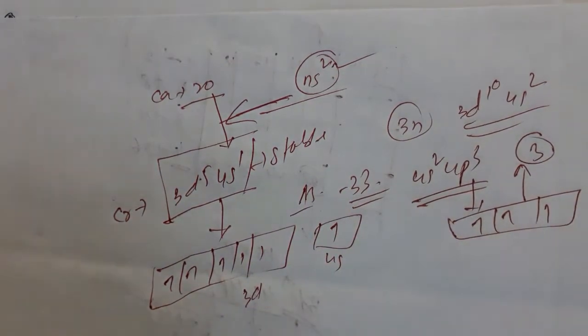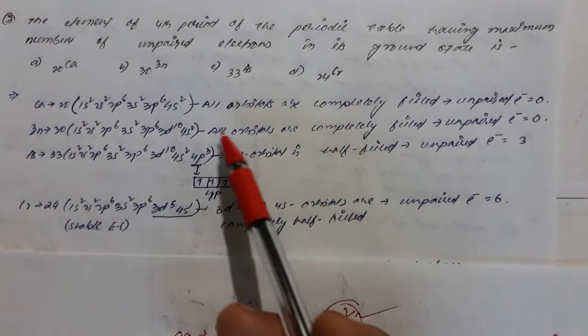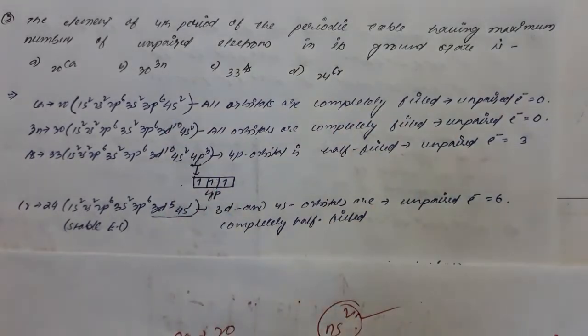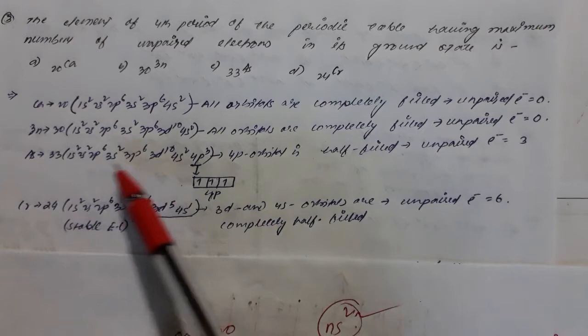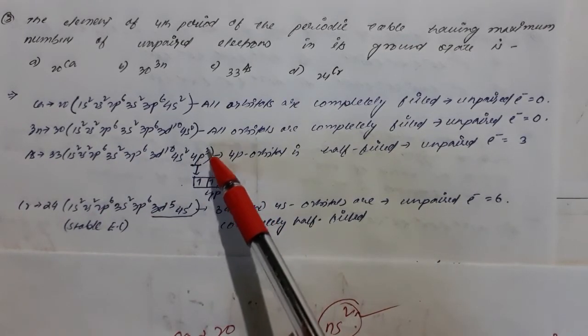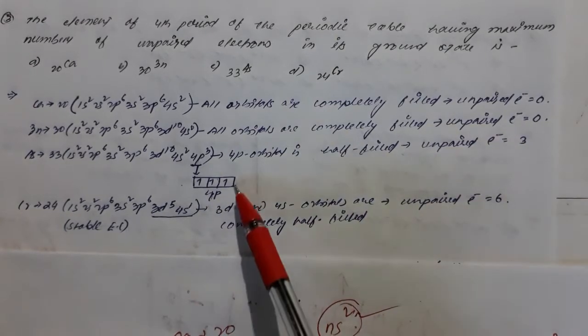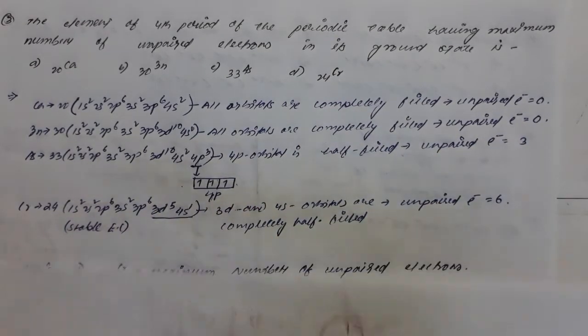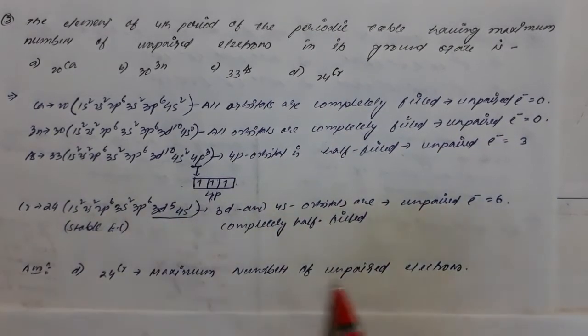So I think you know how to write the electronic configuration, right? This is what I have solved for you. Look here. All orbitals are filled in the case of calcium, so no unpaired electron. Zinc also, all orbitals are filled, but arsenic 33 is 4s2 4p3. In 4p3 we have 3 unpaired electrons. So chromium has the maximum number of unpaired electrons, and that is 6. So this is the interesting question.